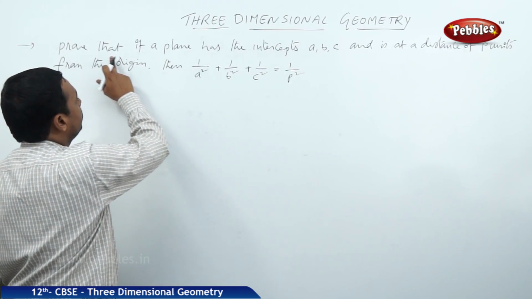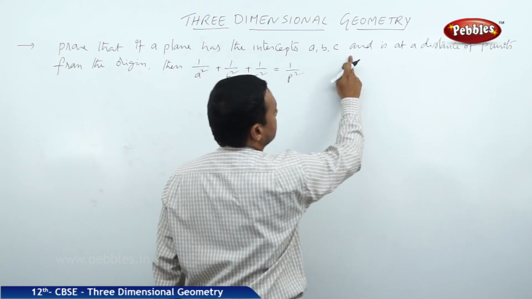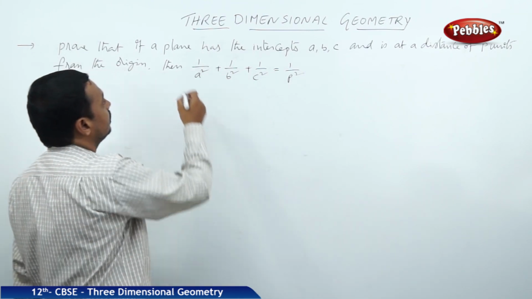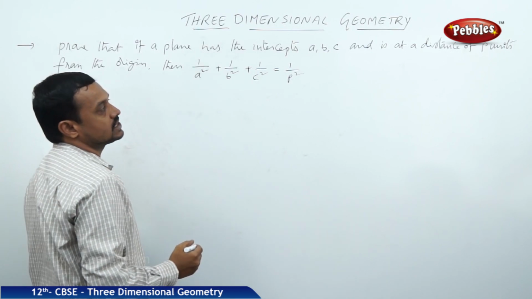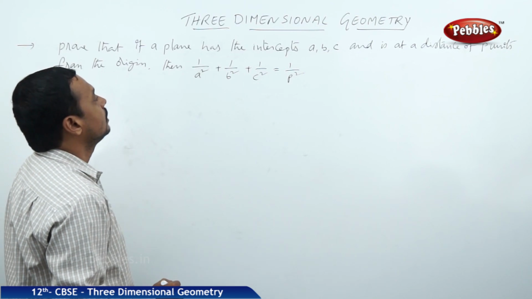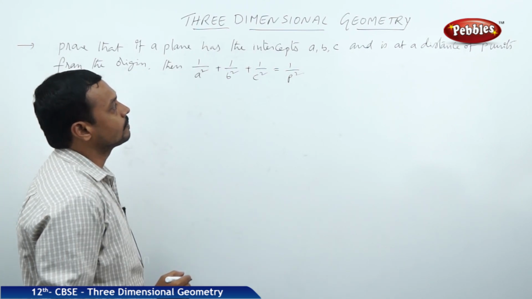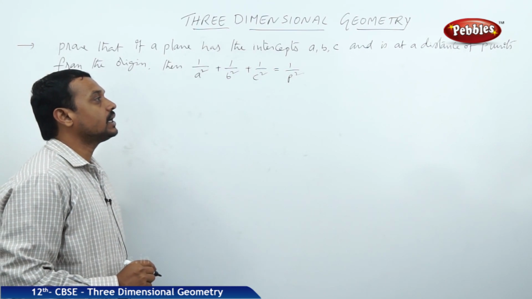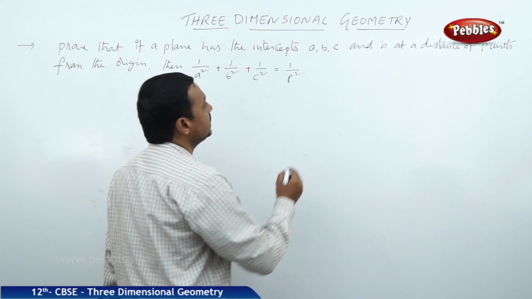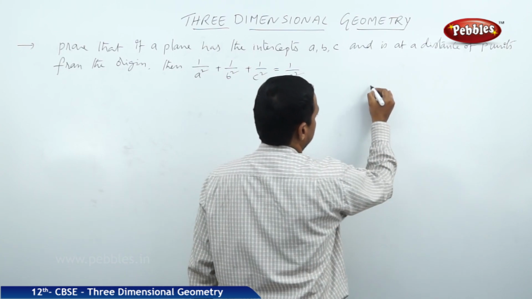Now this is one more problem. Prove that if a plane has the intercepts A, B, C on the coordinate axes and is at a distance of p units from the origin, then 1 by a square plus 1 by b square plus 1 by c square is equal to 1 by p square. Now the plane is at p units distance from the origin, as well as it makes intercepts on the coordinate axes. Now let us take the diagram.